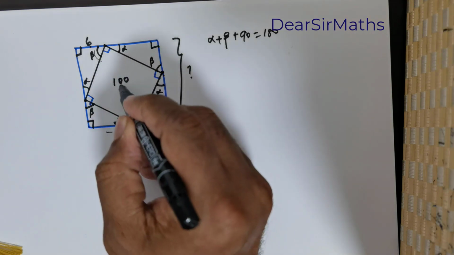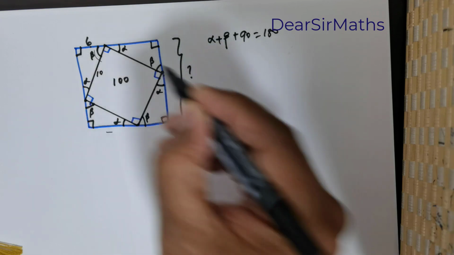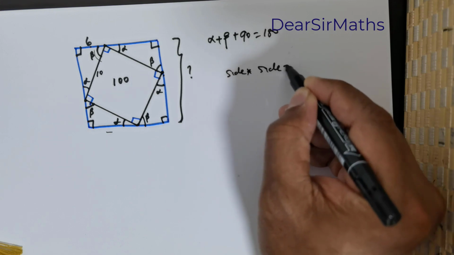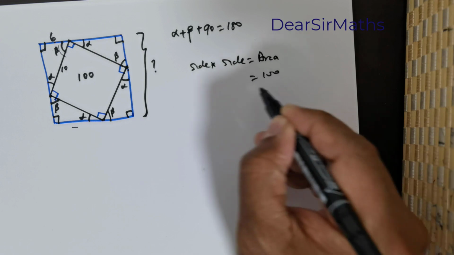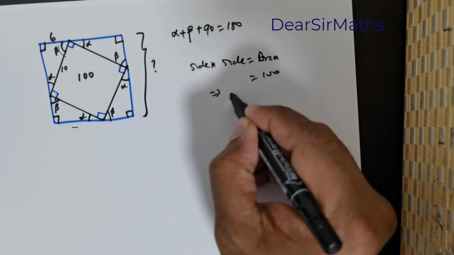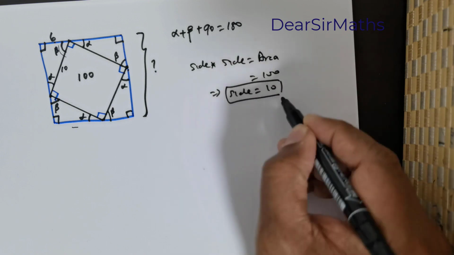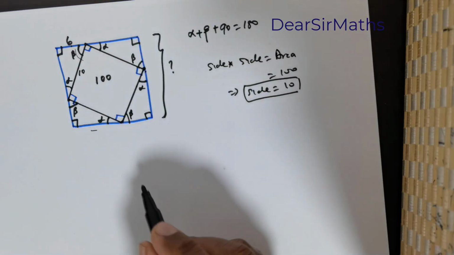Now this area is 100, so sides should be 10, because in a square, side into side is equal to area, and that is given to be 100. So this means the value for the side is going to be 10 units. So if a side is 10 units, all of these are 10 units.